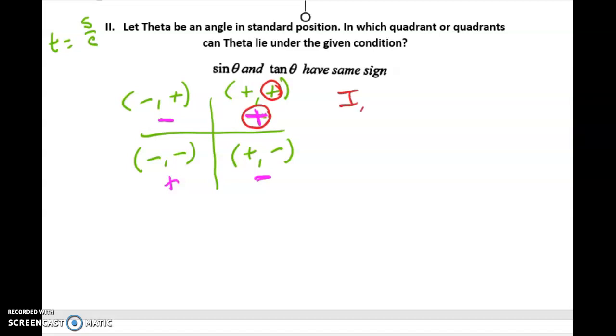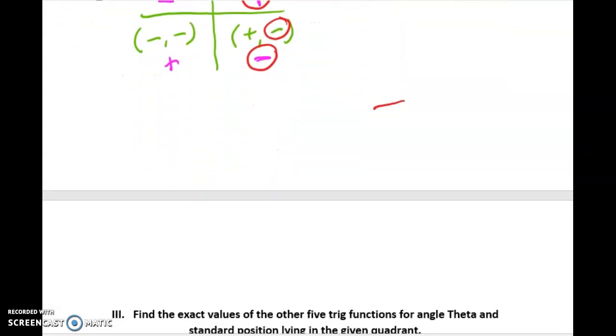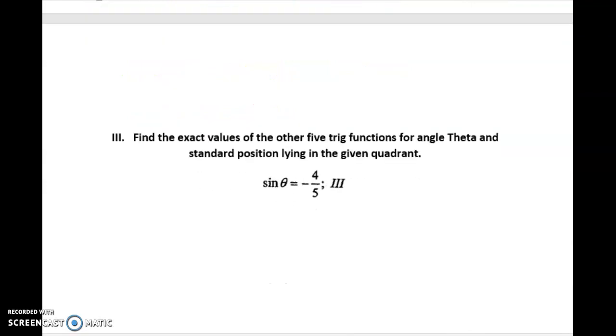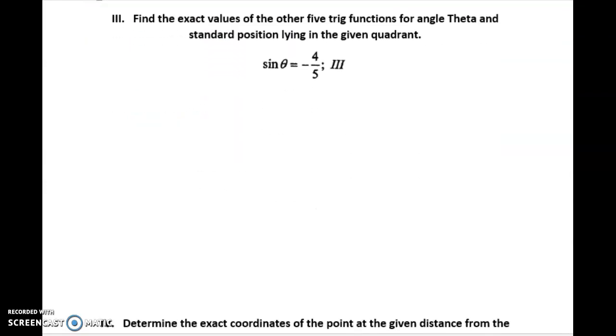They do not in quadrant 2, nor in quadrant 3. Sine and tangent do have the same value in quadrant 4. So that's how you will do section 2. All right, let's check out section 3.